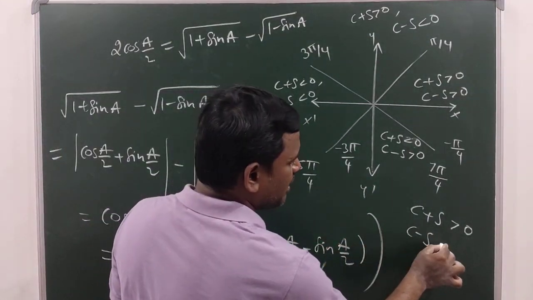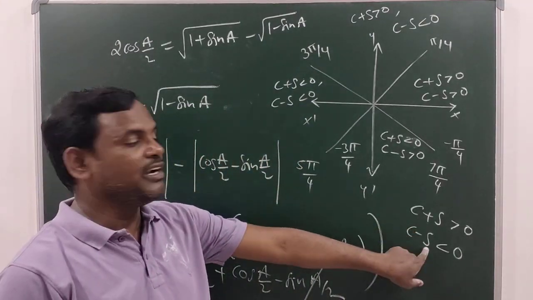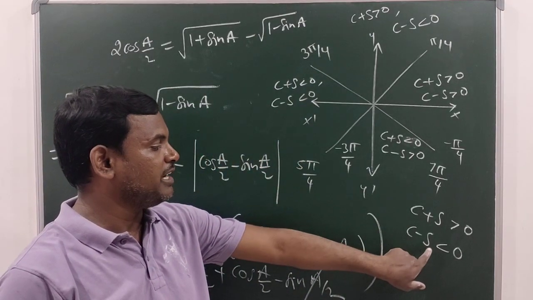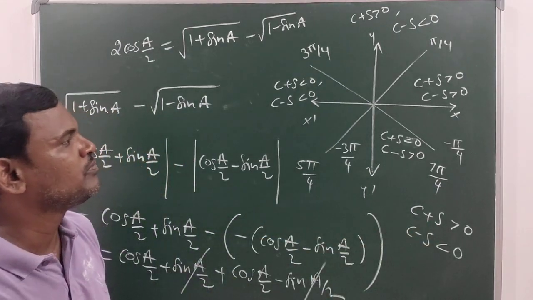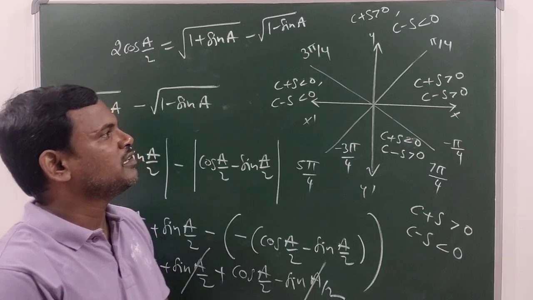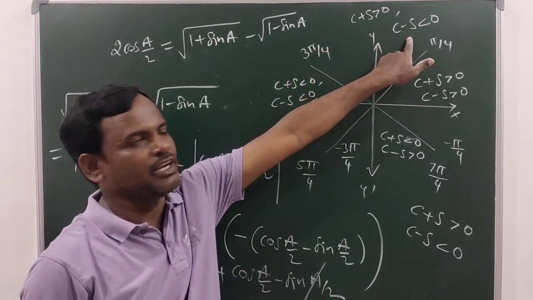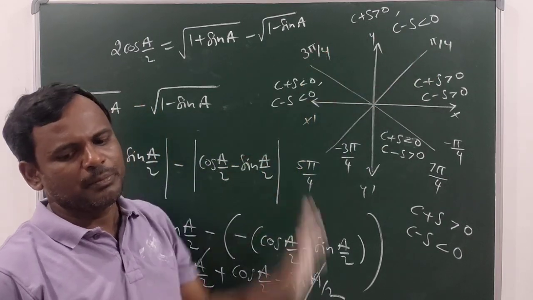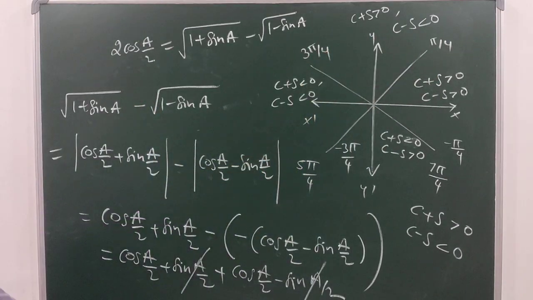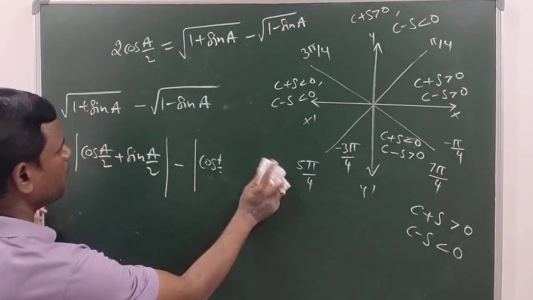C minus S negative. Now, in which interval is C plus S positive and C minus S negative? See that C plus S is positive and C minus S is negative in which interval? Pi by 4 to 3 pi by 4. Okay, so what is the right answer for a by 2?